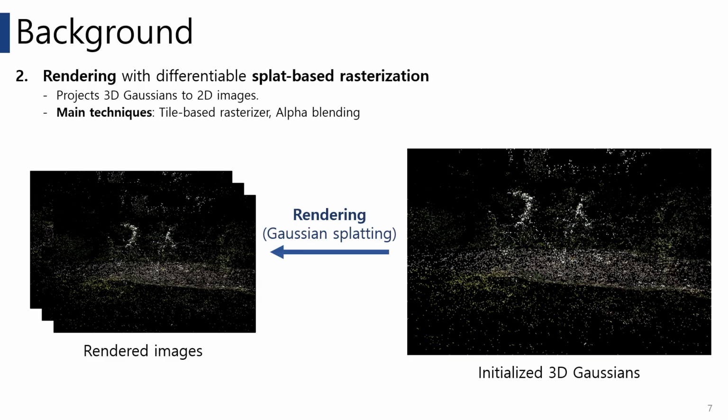Next stage is the rendering process. 3D Gaussian splatting employs a differentiable splat-based rasterization process. This involves techniques such as a tile-based rasterizer and alpha blending to compute the final pixel colors. We will not go into the details of the mechanism of the rasterization here, but the key outcome is the generation of rendered images from the Gaussian scene.